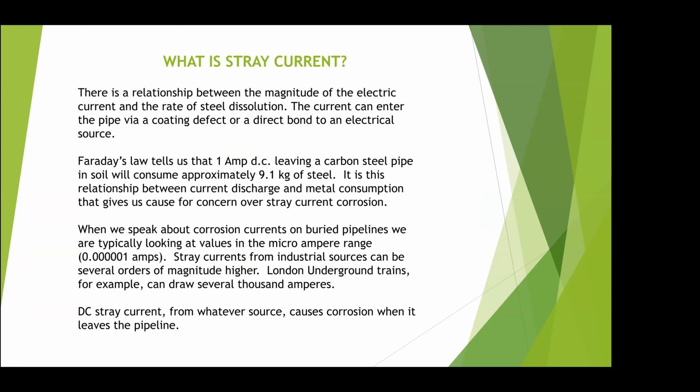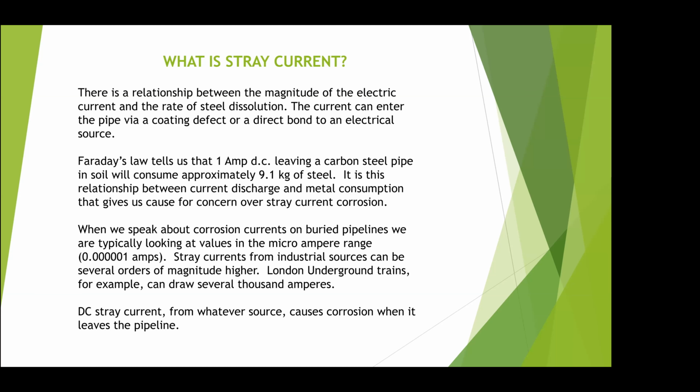So now we know that the pipeline is judged to be protected if the potential stays within those fairly narrow limits of minus 0.85 and minus 1.2 volts. Bear in mind, the more negative it goes, the more cathodic protection there is. So we know from Faraday's law that if you have 1 amp DC leaving a carbon steel pipe in soil, it will consume approximately 9.1 kilos of steel. And that's not an option, it's Faraday's law.